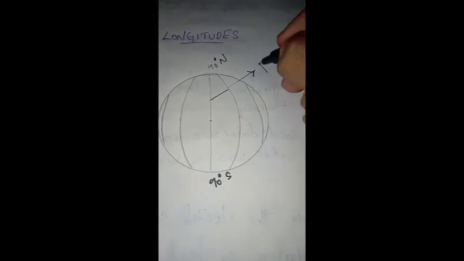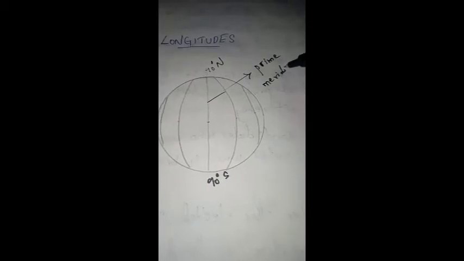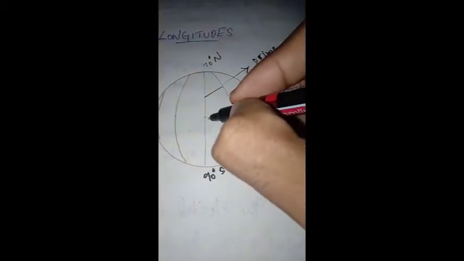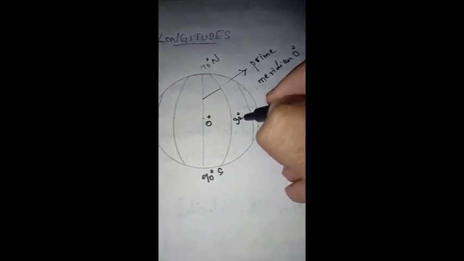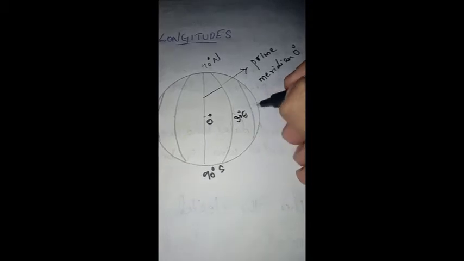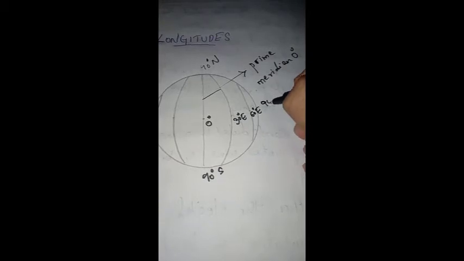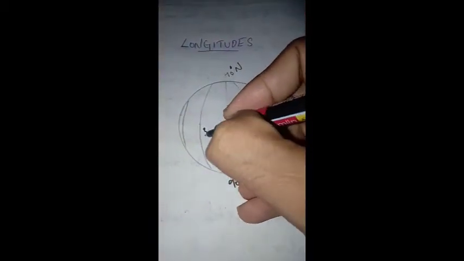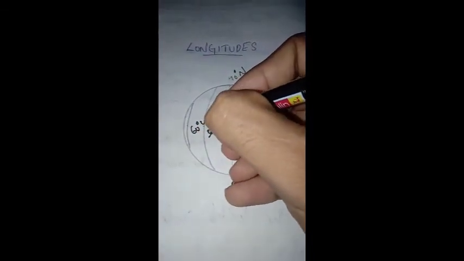The center part of the line is called the prime meridian, and this prime meridian lies at 0 degrees. This part is 0 degrees, and this is 30 degrees east, 60 degrees east, and this direction is 90 degrees east. This one is 30 degrees west, 60 degrees west, and this one is 90 degrees west.